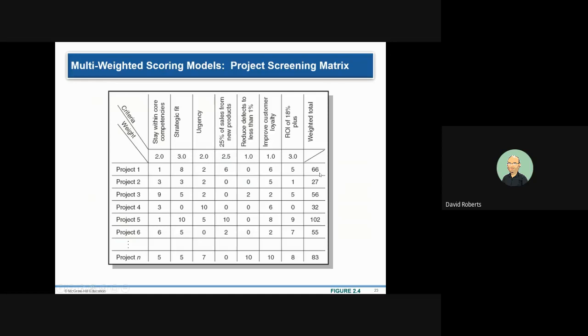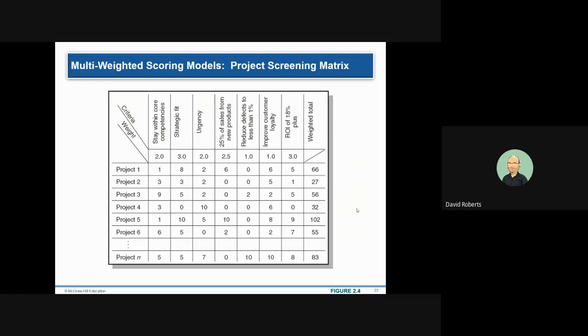And what it does is it gives you a numerical score. So you can see very quickly, project 5 is not the best in everything, but overall, it's the best. The score is 102, well above any of the others. But you still have to factor in some non-numeric criteria; you may just not be allowed to do it. You can also see that project 2 is not very good, and you can see some sort of rankings here.